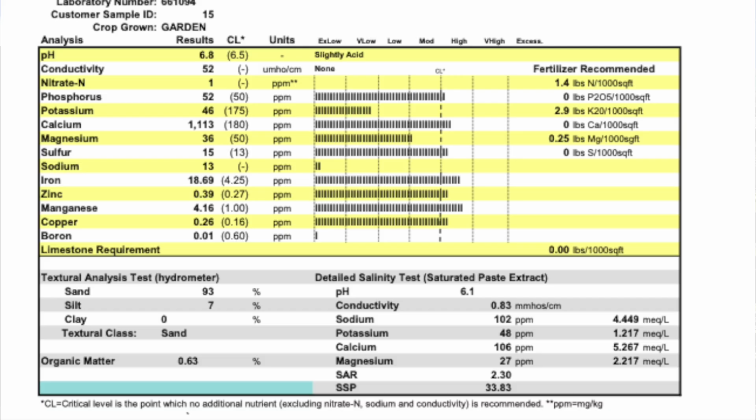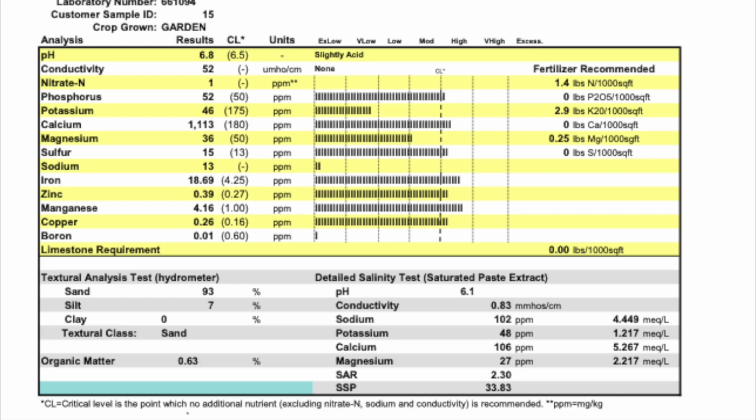If you want to put up that first soil test. So the ideal garden soil is going to be 25% air, 25% water, 45% minerals, and 5% organic matter.